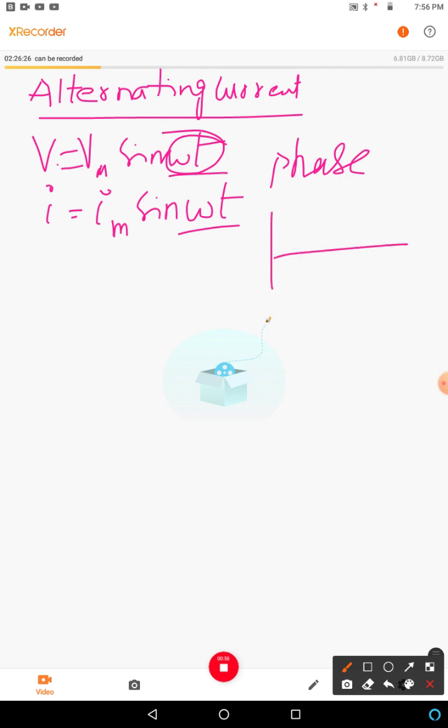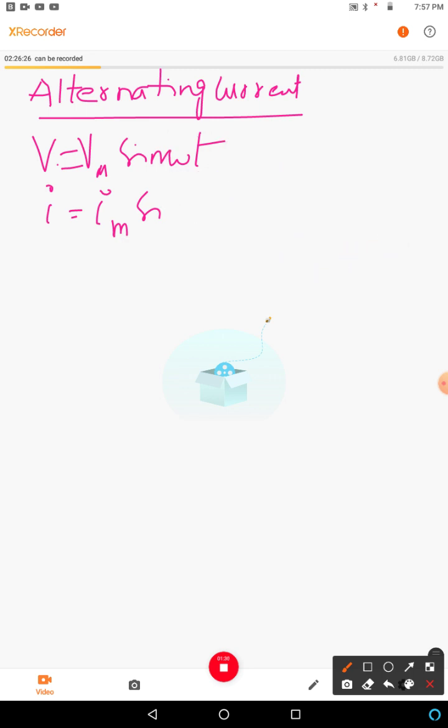As the voltage varies, the current also varies sinusoidally. This blue line that I am writing is the variation of current, and that red line is for voltage. Both reach zero together, and both reach the peak together, and both reach the bottom peak together. They are varying in phase, that means both current and voltage are in phase.